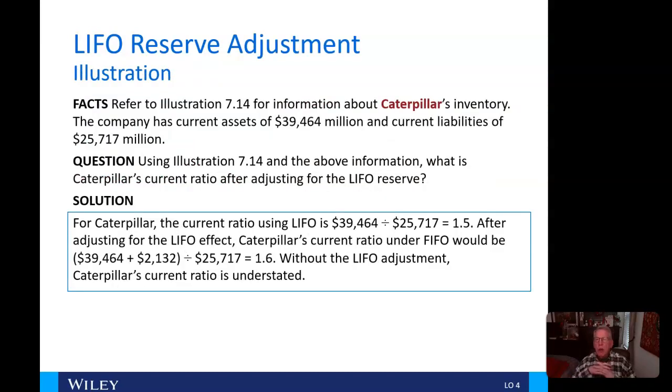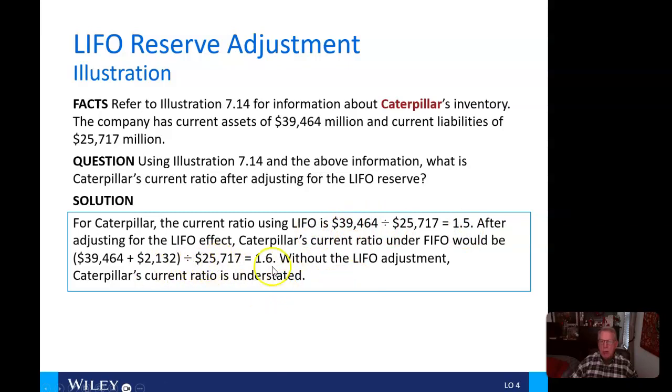Now, we'll take a look at that information we just went through about Caterpillar. The company has current assets of $39,464,000,000 and current liabilities of $25,717,000,000. So using that illustration, what is Caterpillar's current ratio after adjusting for the LIFO reserve? If we take these numbers here and here, we simply come up with a current ratio of 1.5 using LIFO, that's pretty easy.